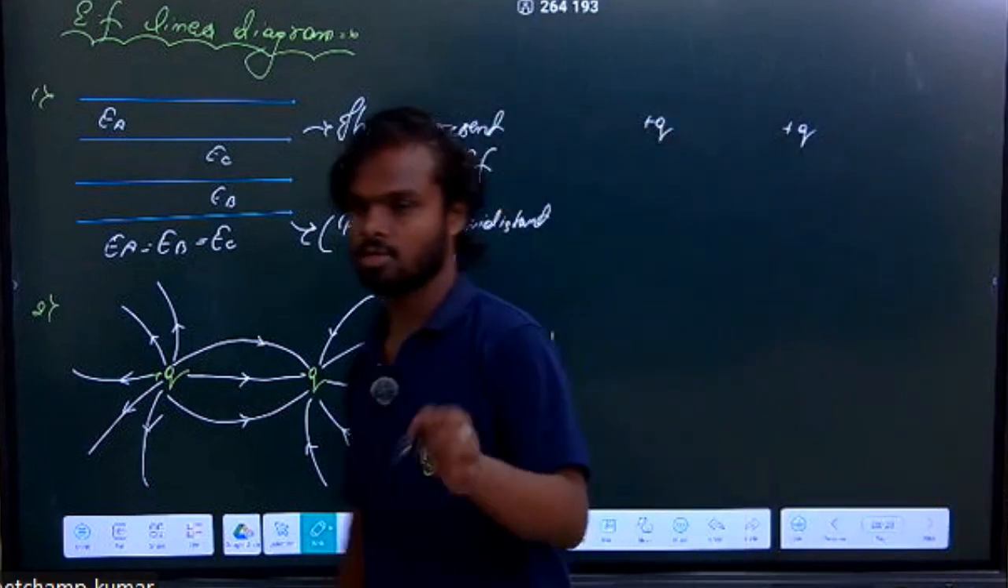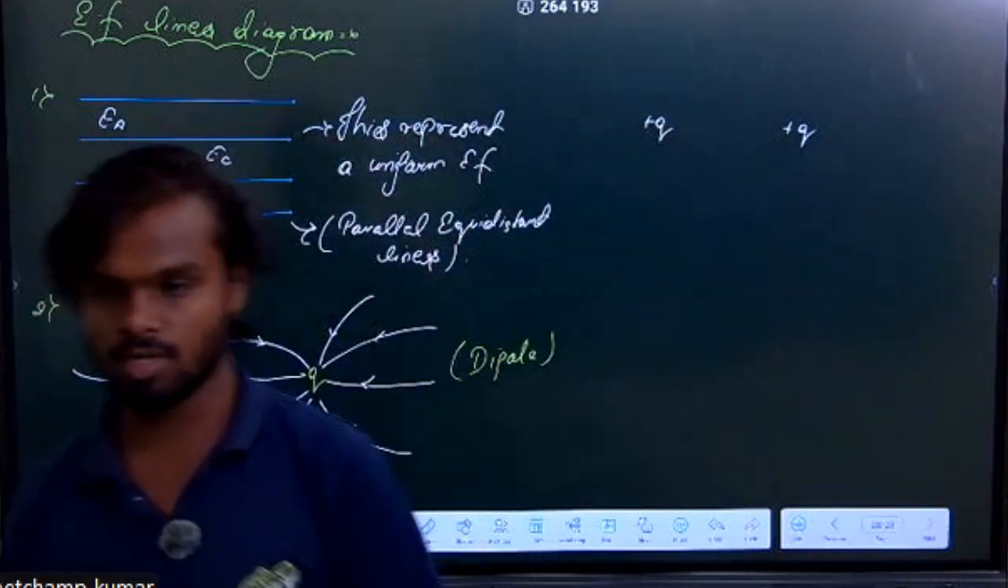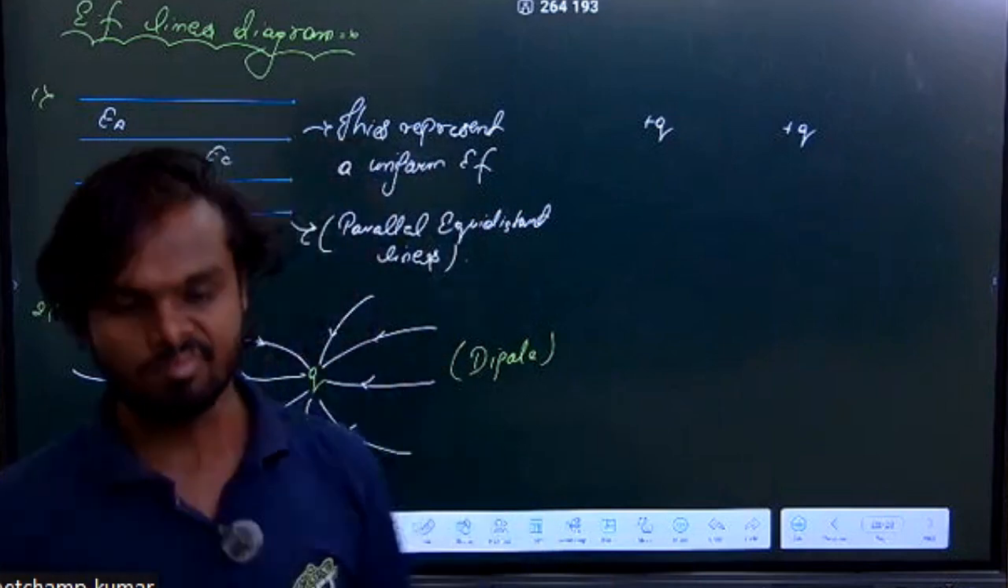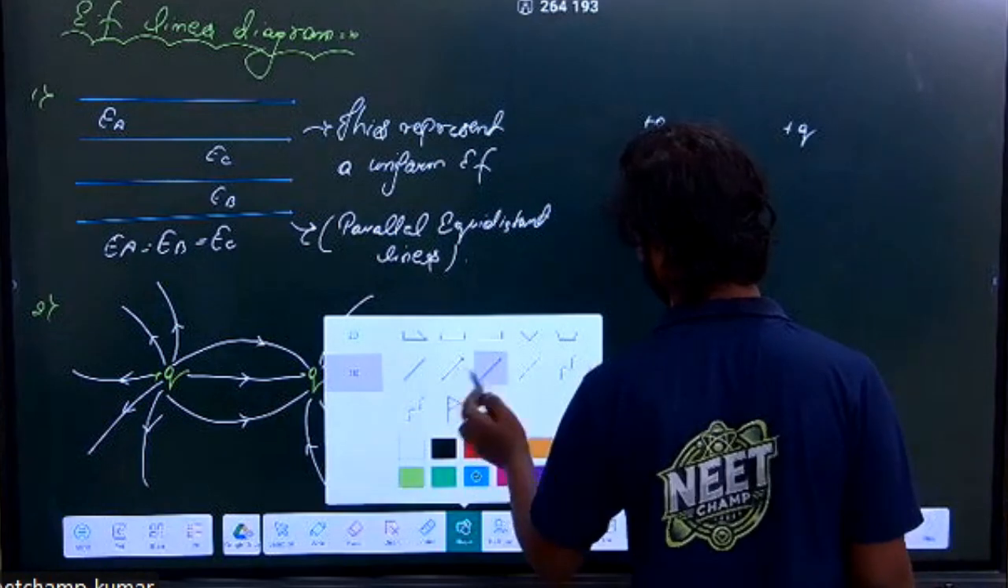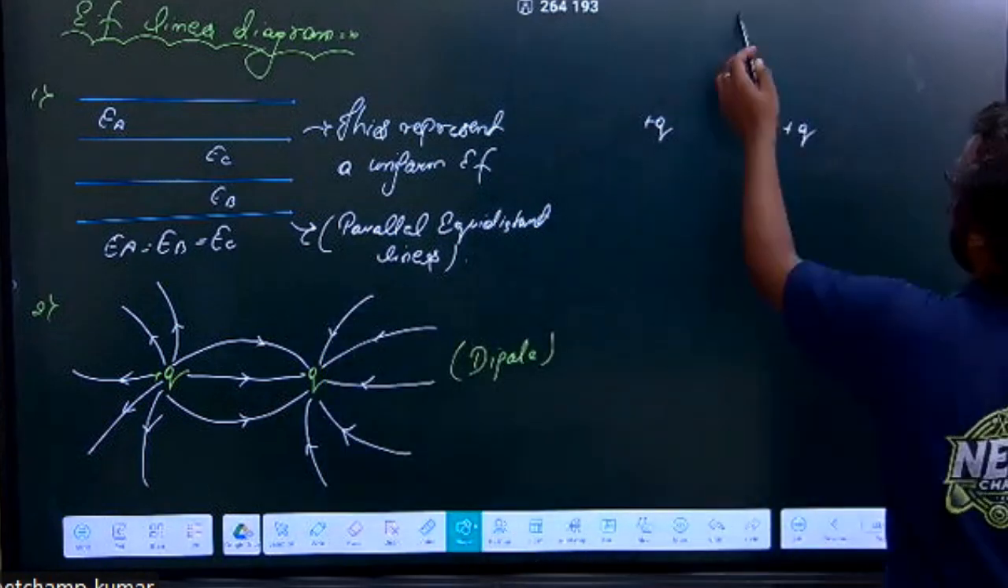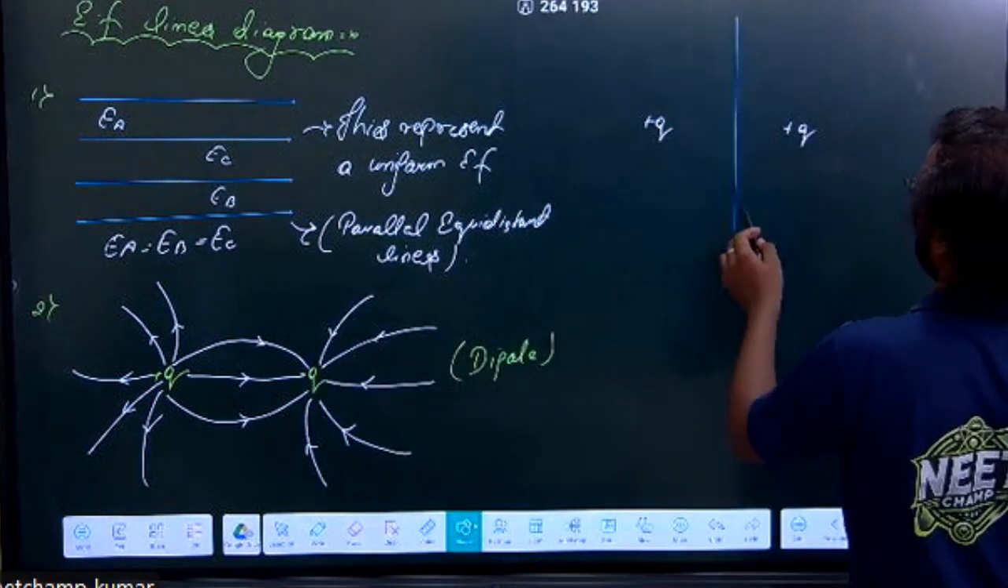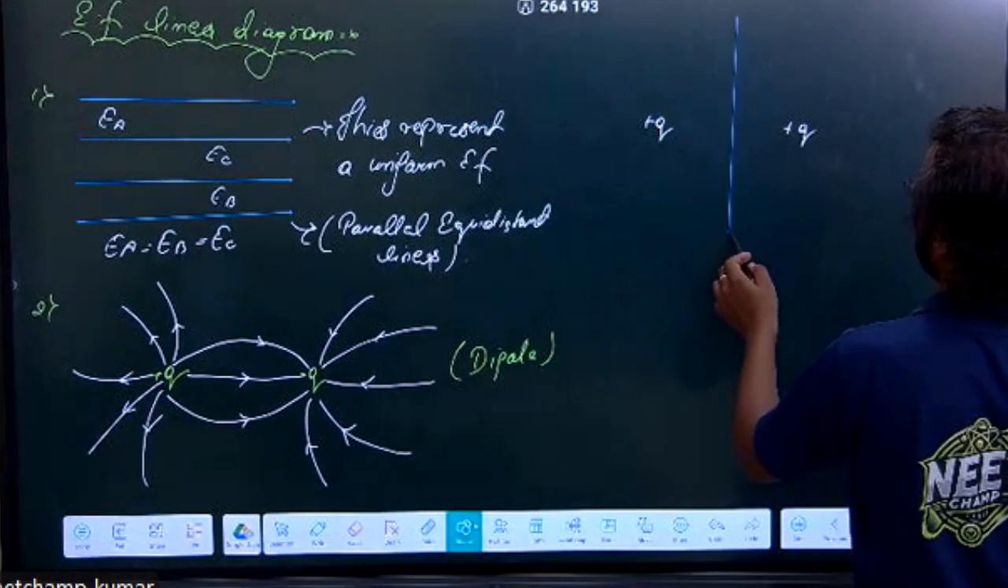Everyone draw in their notebook, and when I draw, just verify it. How will it look like? How will the electric field lines for this configuration look?